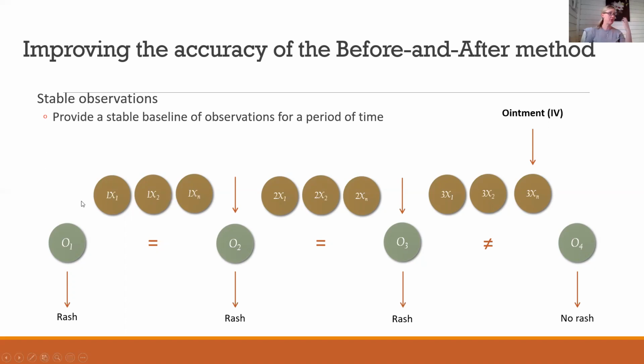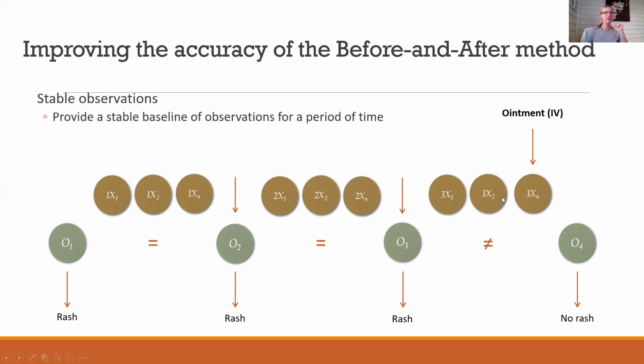So this is just saying, okay, we're watching you. We're going to take an observation again in an hour. Yep, rash is still there. Keep going. We take another observation in an hour. Rash is still there. Great. So we know that it's a stable observation. It wasn't just a fluke.